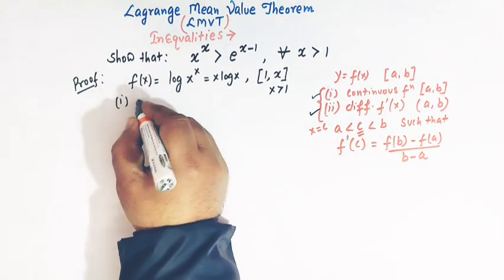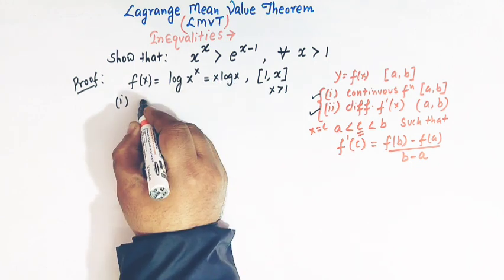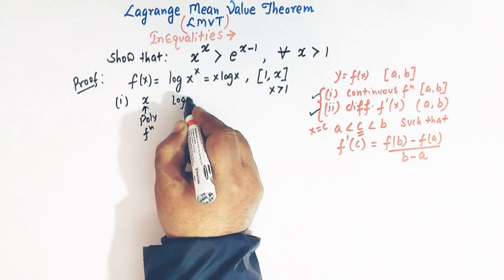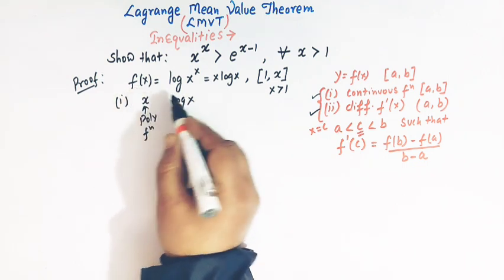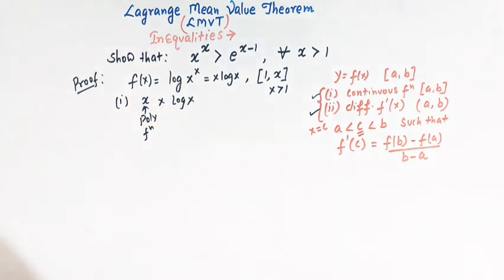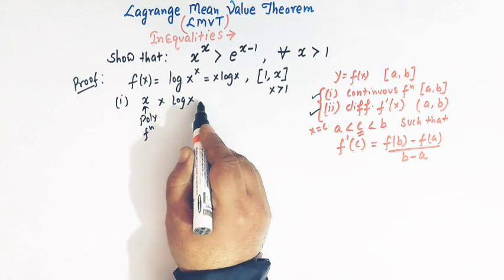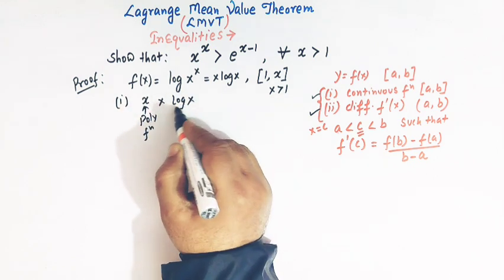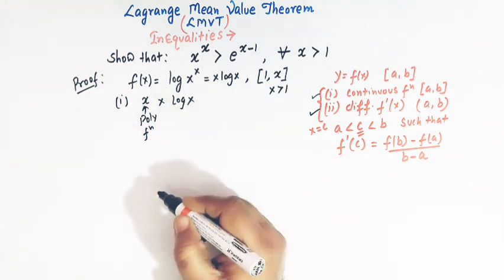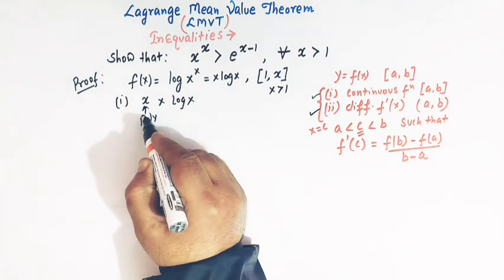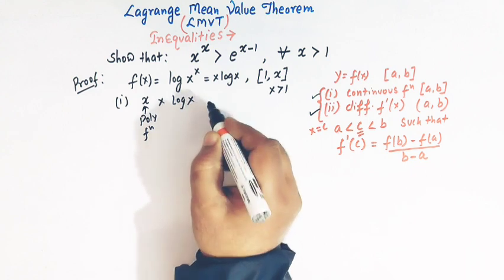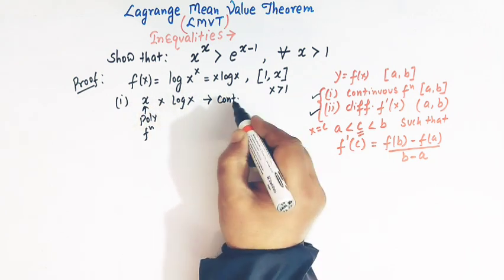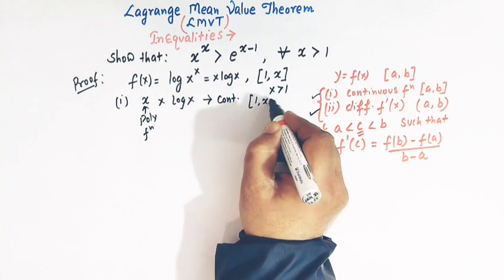So now see, here f of x is the product of two functions, right? The first function is x, which is a polynomial function, and the second function is the logarithmic function, right? And f of x is the product of x and log of x. From the elementary knowledge of continuity of functions, we know that a polynomial function is continuous, and similarly, the log function is also continuous, provided that the appropriate domain is defined, right? So the product of these two functions must be continuous. So x times log of x is continuous in the interval 1 comma x, right?